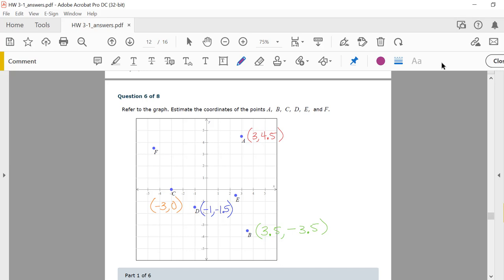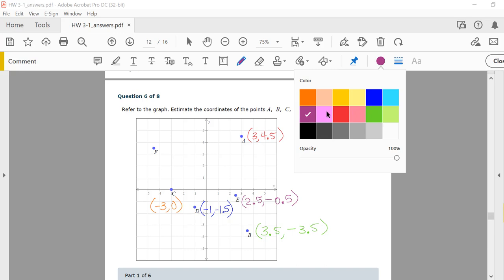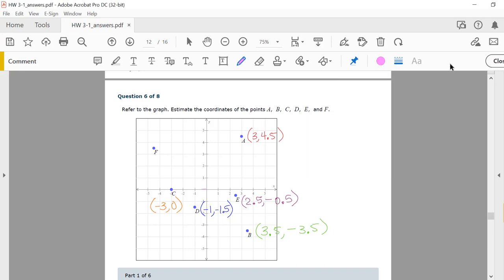For E, I'm going to go right 2.5 and then down 1/2. So in the x direction, I'm 2.5. In the y direction, I would be negative 0.5. Last one, I need to go left 4.5 and then up 3.5. So I'm going to say it's negative 4.5, comma, 3.5.